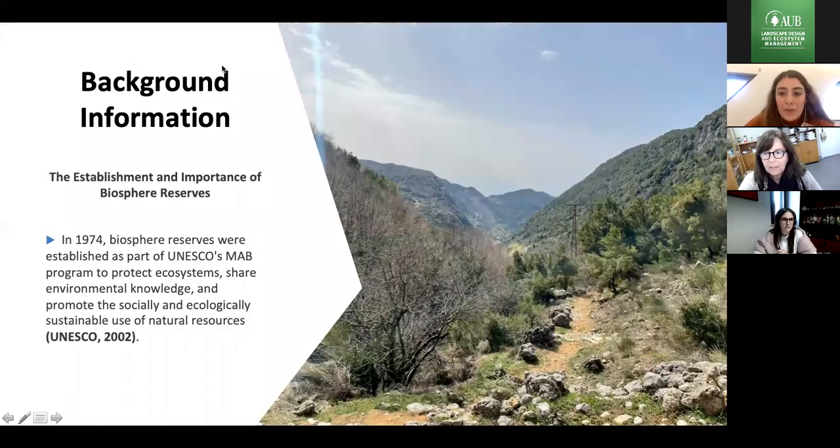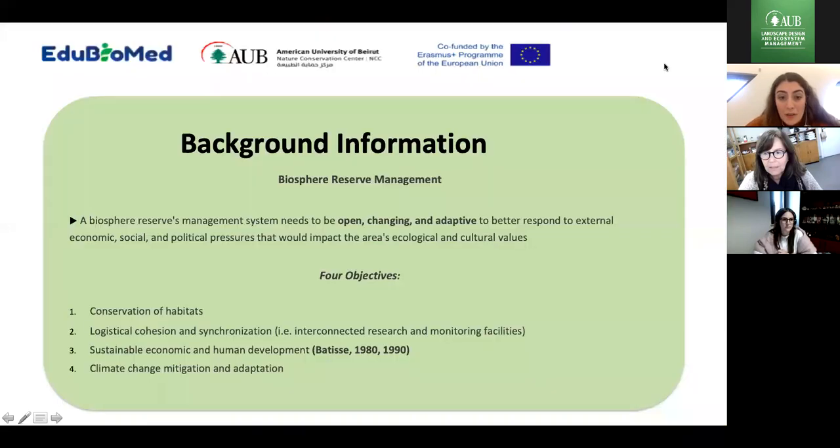Let's go with the background information and understand more about biosphere reserves. If we look back to 1974, UNESCO's MAB established the biosphere reserve in order to protect the ecosystem services for people to be able to share some environmental knowledge with each other and to promote sustainable use of natural resources. Now, how can we manage such biosphere reserves? The biosphere reserve management system has to be open, changing, and adaptive in order to better respond to any pressures that might impact the area, either ecologically or culturally. And there are four key aspects to managing a biosphere reserve: the conservation of habitats, the logistical cohesion and synchronization, the sustainable economic and human development, and climate change mitigation and adaptation.